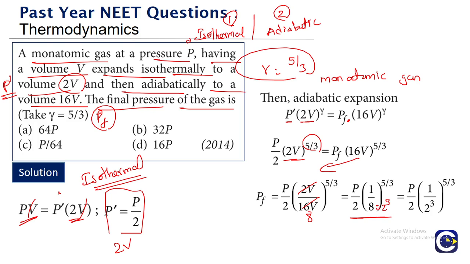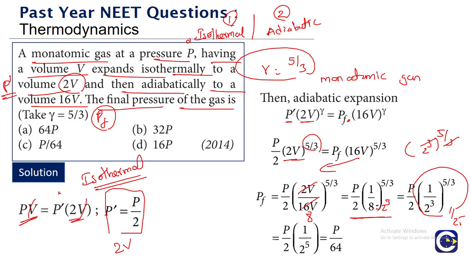1 by 8 can be written as 2 cube inverse. Now look at it: if you have 2 cube whole power 5 by 3, the 3 cancels, and the remaining term inside is 1 by 2 power 5. So P final is equal to P by 2 into 1 by 2 power 5. 2 power 5 is 32, and there is already a 2 in the denominator, so 2 into 32 is 64. P final will be equal to P by 64. It's straightforward.